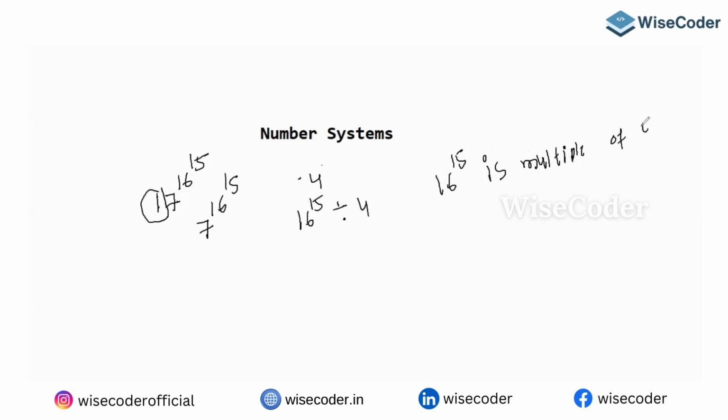Why? 16 is a multiple of 4, so 16 power anything is also a multiple of 4. 16 power 1 is definitely a multiple of 4. 16 squared, because 16 is a multiple of 4, obviously the remaining number is also a multiple of 4. Hence, if you divide this by 4, you are going to get remainder 0. I am telling you, whenever you get remainder 0, your cyclicity will come into the picture.